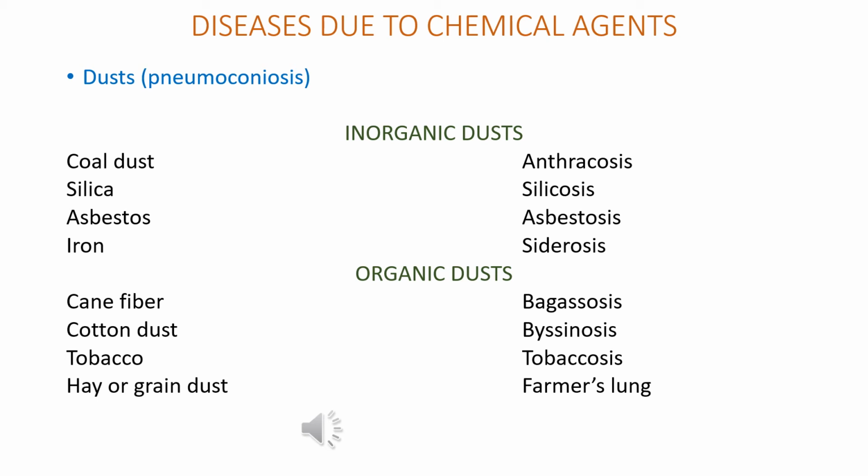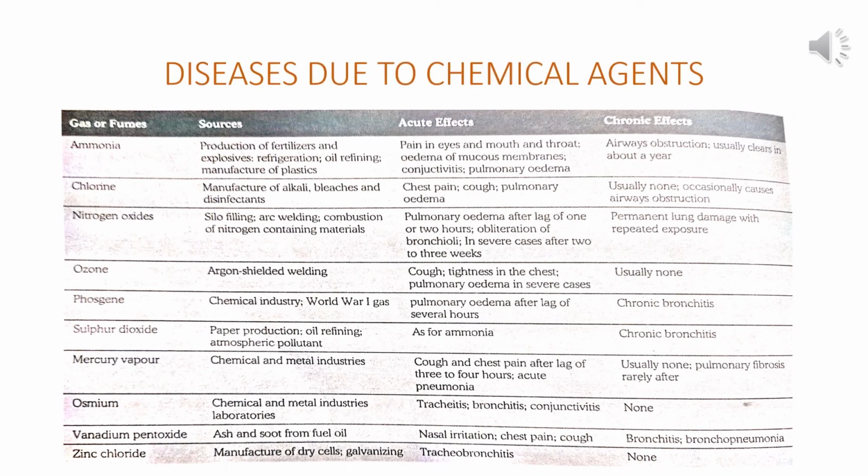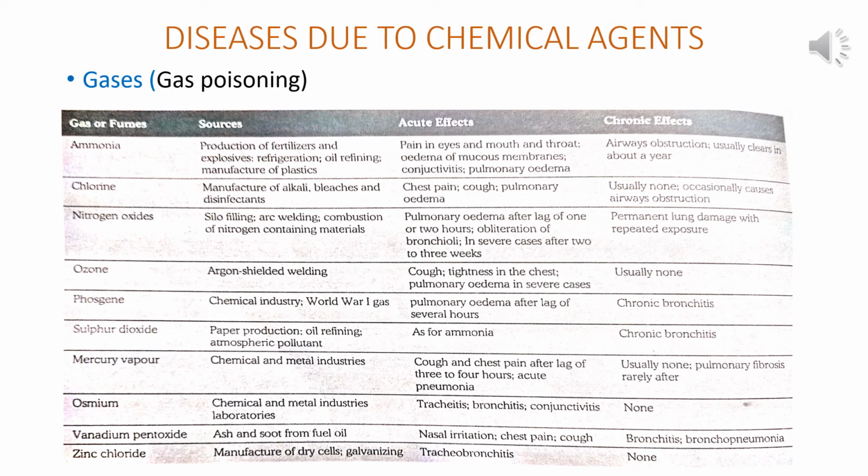Then organic dusts include cane fiber, cotton dust, tobacco, and hay or grain dust, and these give rise to bagasosis, byssinosis, tobaccosis, and farmer's lung, respectively. Then among the chemical agents are certain gases. We talked about dusts, which are also chemical agents. Then there are gases, some gases which may result in gas poisoning, and these gases include ammonia, chlorine, nitrogen oxides, ozone, phosgene, sulfur dioxide, mercury vapor, osmium, vanadium pentoxide, and zinc chloride.